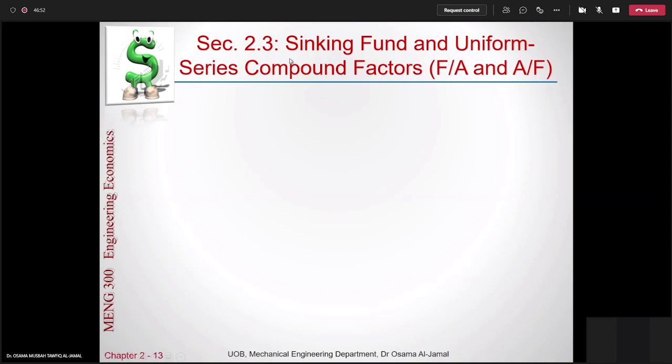Sinking fund and uniform series compound factors. I want you to read it from the book. What is the sinking fund? It's 2-3 lines only to give you the definition of that sinking fund.